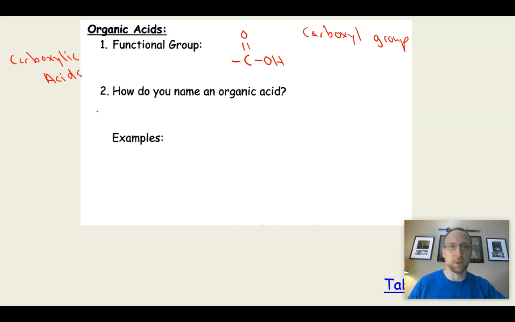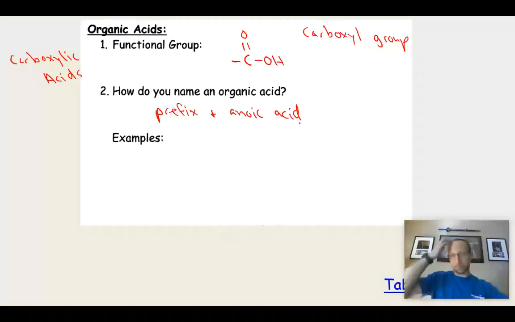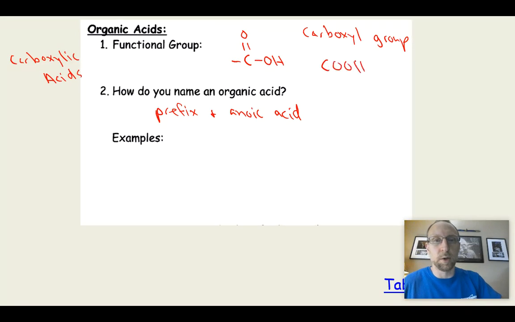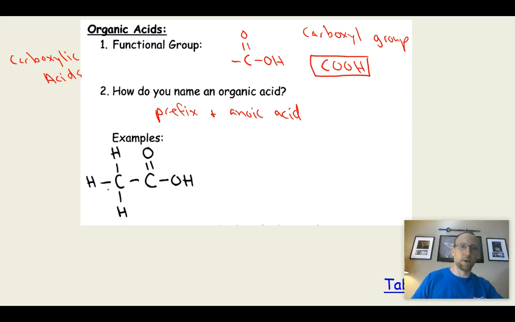So how do you name these? So these are really easy to name. It's prefix plus enoic acid. And our sequence of elements in the condensed structural is going to be COOH. So we look for that in the condensed structural, and I'll show you that. So here's our example. 2 carbons. So here's our functional group. Here's our carboxyl group, our COOH. So we would call this 2 carbon.